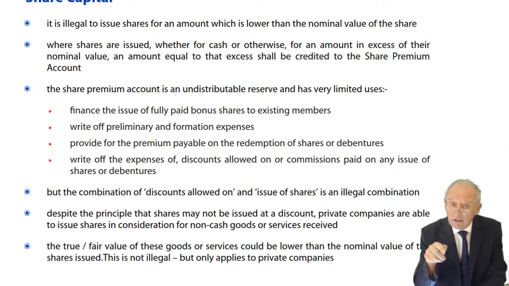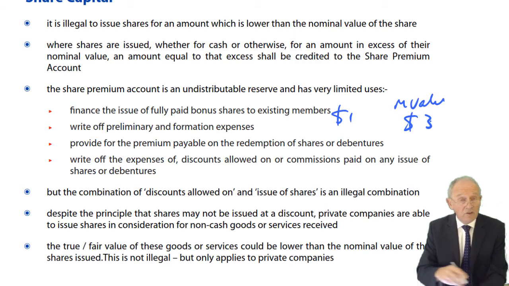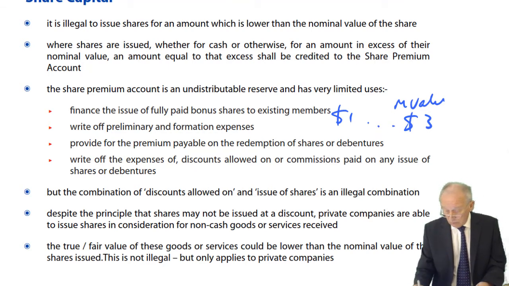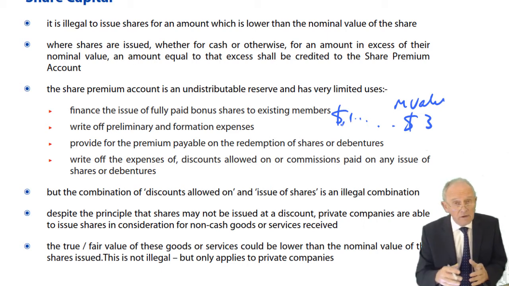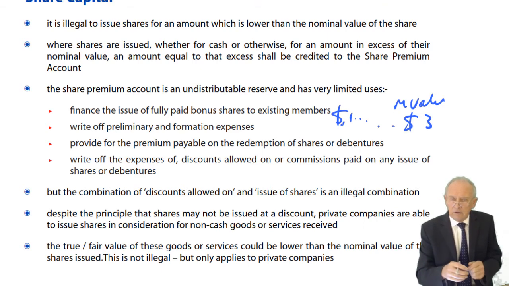Not lower than market value. If we have got a $1 share and the market value is, say, $3, we can issue shares at any price. We can issue them for more than $3, but why would anyone buy them? But we could issue them for $2.90 or $2.50 or $1.30 or $1.20 or $1.10, but we can't issue them for 99 cents because that would be issuing shares at a discount. So all the way down, we can issue the shares so long as it's above the nominal value.